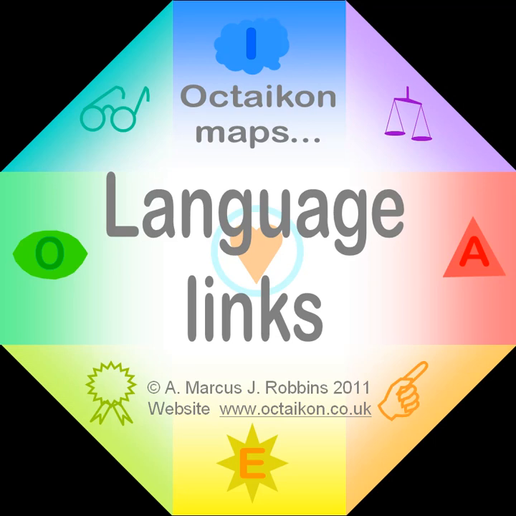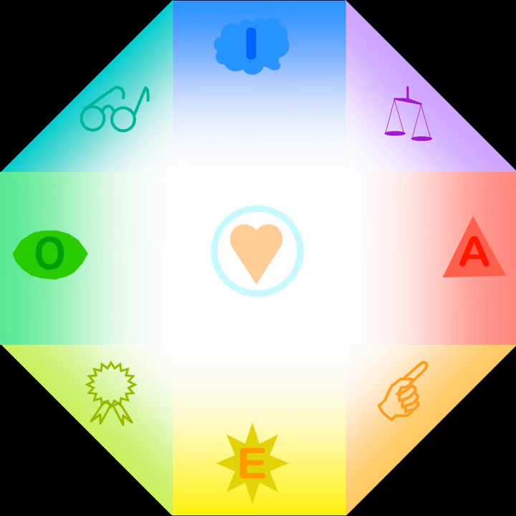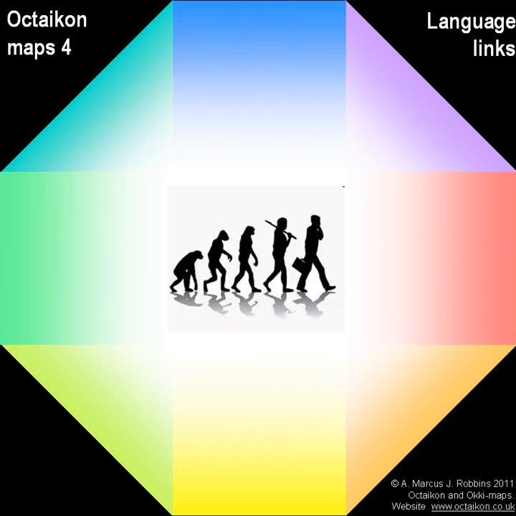In this video clip, I use the octicon model of a person to map out and show how our 10 faculties can be linked to our language and the words we use. But let's start with the origin of languages.